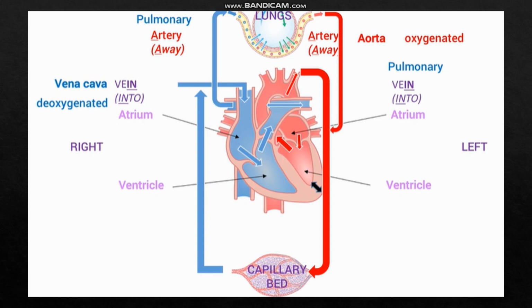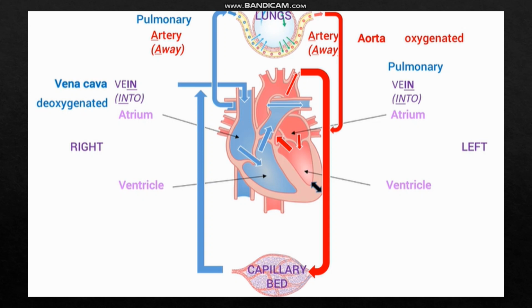So remember, arteries take blood away from the heart and veins bring blood to the heart. So the pulmonary artery takes the blood to the lungs to get refilled in oxygen. So now this oxygenated blood flows back into the heart, but not from the right hand side. This time it will flow back into the left hand side. So the pulmonary vein brings back blood into the left hand side of the heart, and now it will be in the left atrium, so just over here.